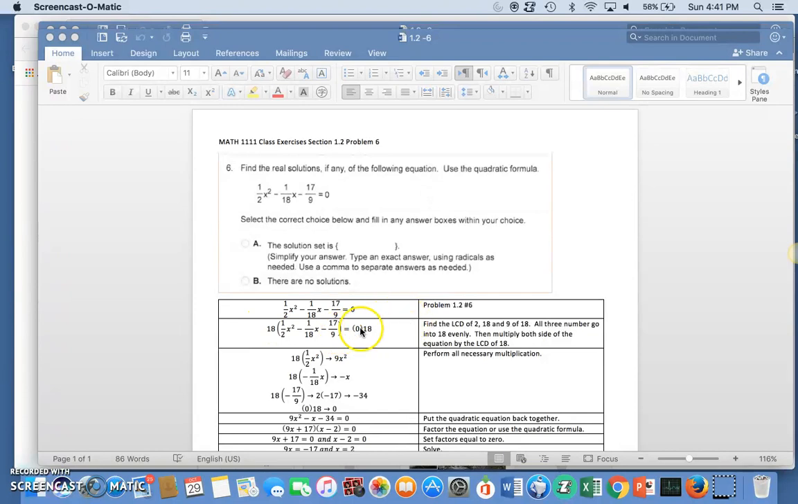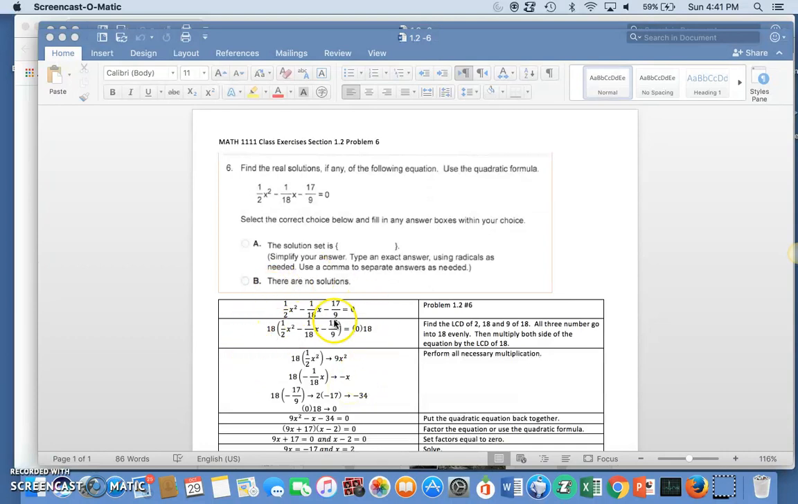18 times the left, 18 times the right. And I've done it individually here. 18 times 1/2 x squared. Well, 2 goes into 18 9 times, that's 9x squared. 18 times negative 1 over 18x. The 18s cancel, or 18 goes into 18 one time, and 1 times negative 1 is negative 1. We end up with negative 1x squared, or just negative x squared.